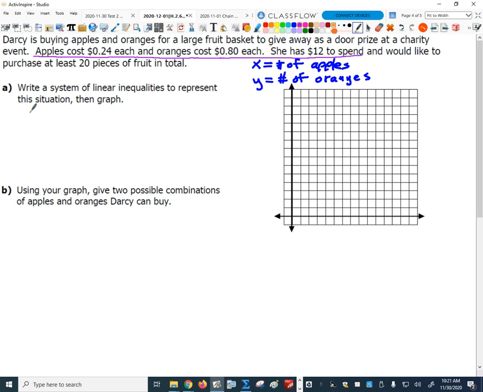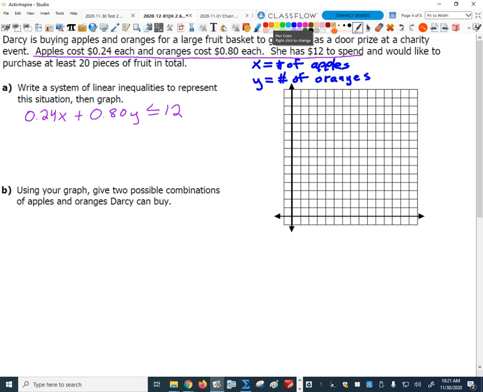So it would be 0.24x plus 0.8y is less than or equal to 12. Okay, good. Right, because she only has $12 to spend. She could spend less than $12, but she can't spend more than $12, right? So there's the first inequality.